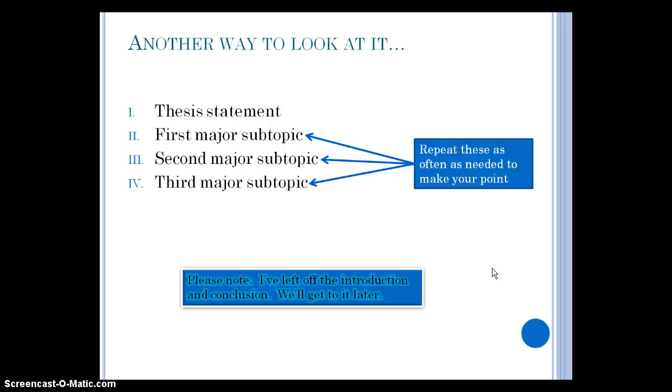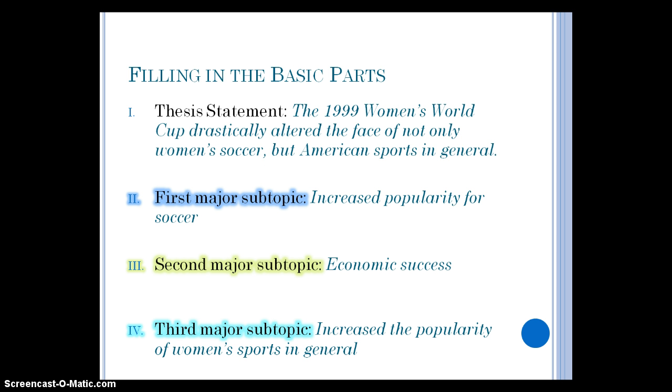You probably found as you were doing your research that you were grouping your information together. If you were using note cards, you probably had the subtopics written up in the top corner, or if you were using the note sheets, you probably were listing what area or what subject that piece of information was falling under, and that's where those major subtopics are going to come from.